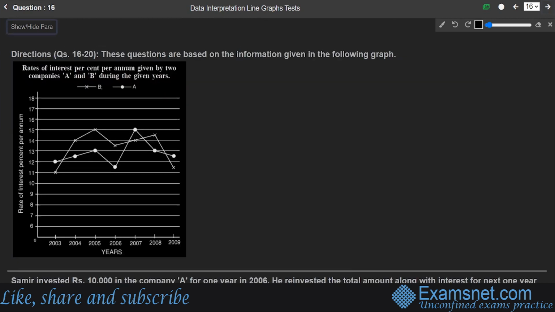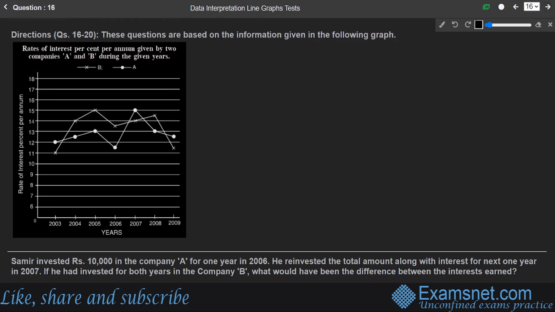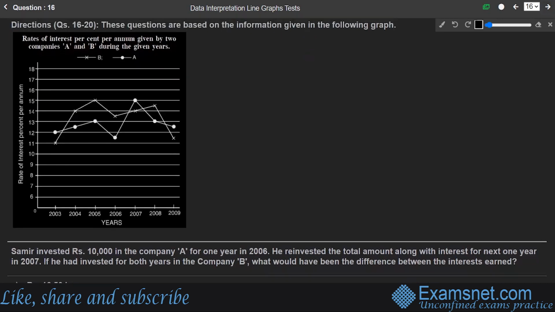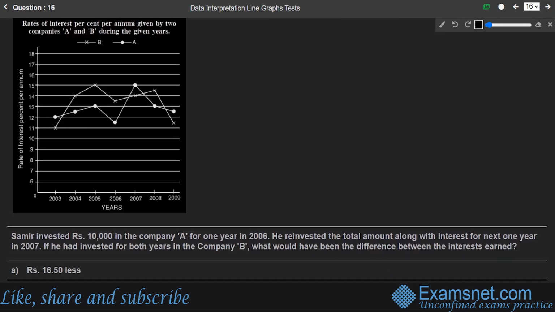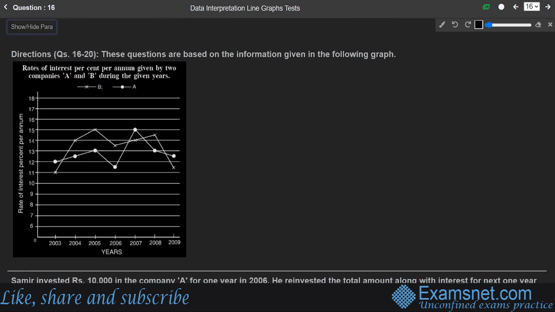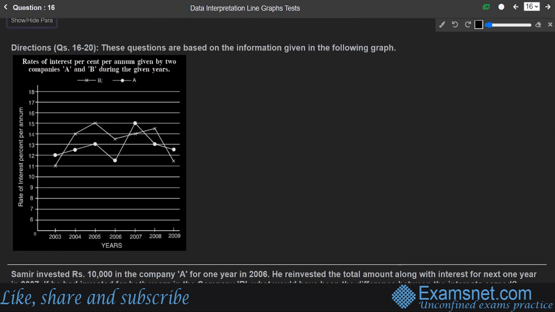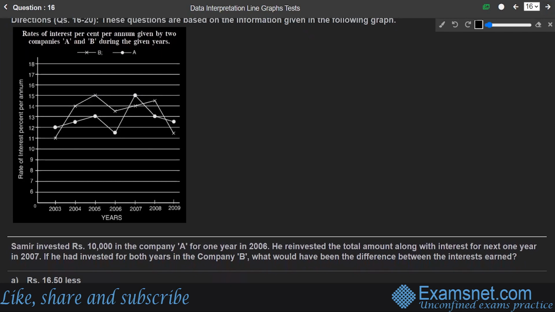Now, for the next question, we have a different data set with us. Let us understand the data first, and then only we can answer the question they have given us. What is the data all about? The rate of interest per annum given by two companies, A and B, during the given years. A is represented by a filled circle, B is represented by a cross.